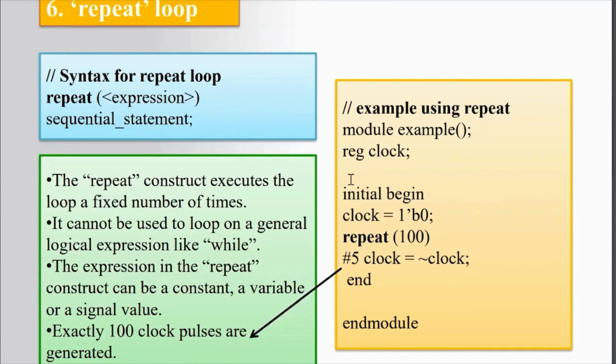Okay, good. So initial block will start at 0 simulation time. Whatever the delay is there, accordingly the delay statements will be executed. But all the initial statements will be started at 0 simulation time. And what is the difference between begin end and fork join?